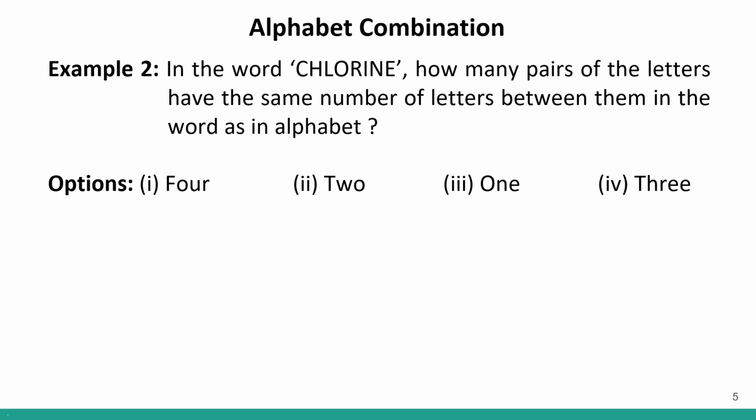Example number 2. In the word chlorine, how many pairs of the letters have the same number of letters between them in the word as in the alphabet? So I told you, whenever you see a question like that, if it is not mentioned front and back, we assume that we have to calculate from both the sides, right? If it is mentioned only from the front, then we will calculate only from the front. Otherwise, we will calculate both from front and the back.